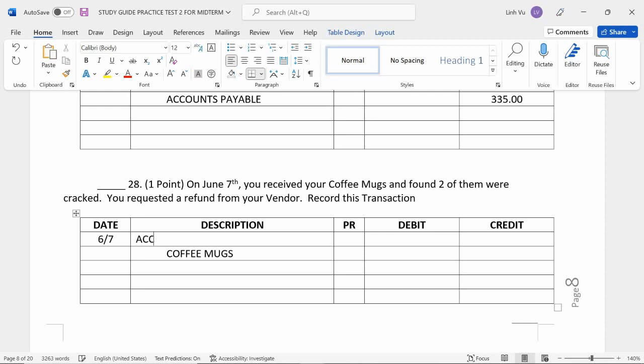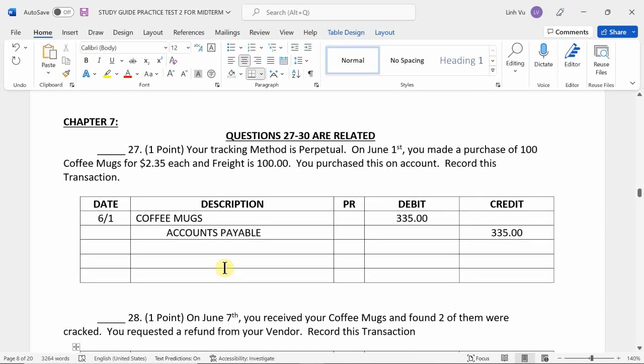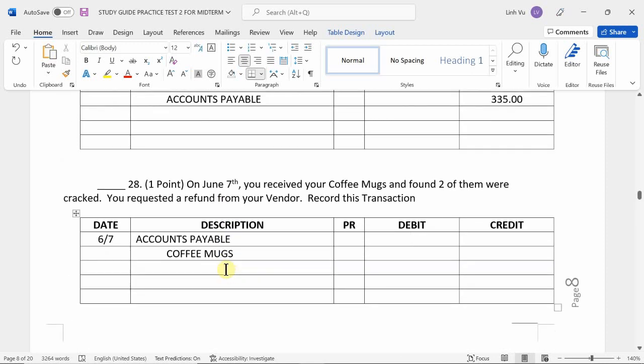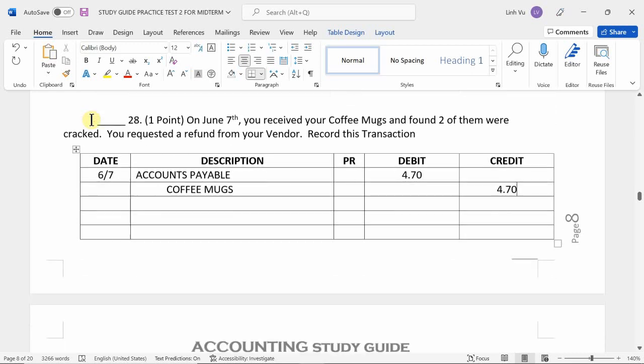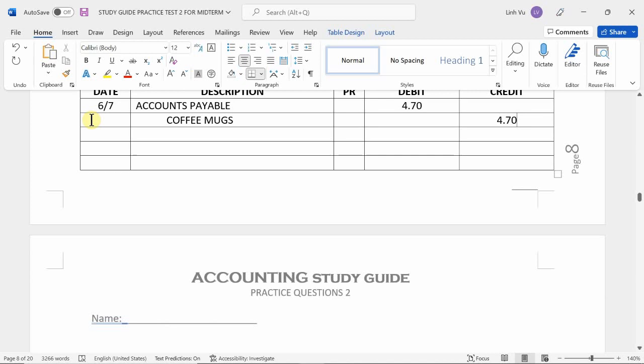The accounts payable? Yep, I have to reduce my liability. I'm going to owe less because the refund is going to decrease my bill. Okay? Now, how much am I going to decrease my bill by? 2 mugs. How much did it cost me? $4.70, right? So in this case, we're looking at $2.35. $2.35 times 2 will give you $4.70. Good. We can't include the price of the freight, right? We can only get a refund on what the original cost price was. Okay.